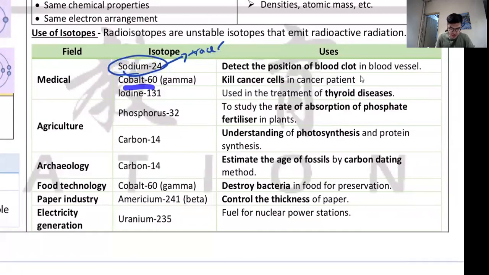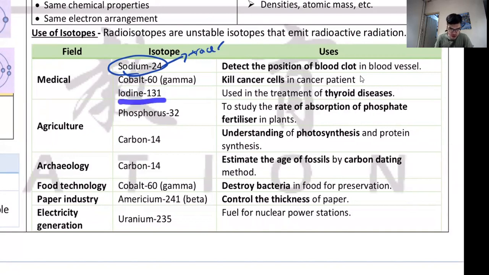So cobalt 60, I think you learned this in Form 3, right? Cobalt 60 produces gamma ray. Gamma ray is very good in killing cells, to kill your cancer cell. Or same thing here, to kill your bacteria in food. If you want your food to last for a long time, like some company, they want to export their food to overseas. How do they make, especially fruits and veggies, last longer than 1 or 2 weeks? They will shoot it with gamma ray, with cobalt 60, before they export the thing out. So the thing can last longer.